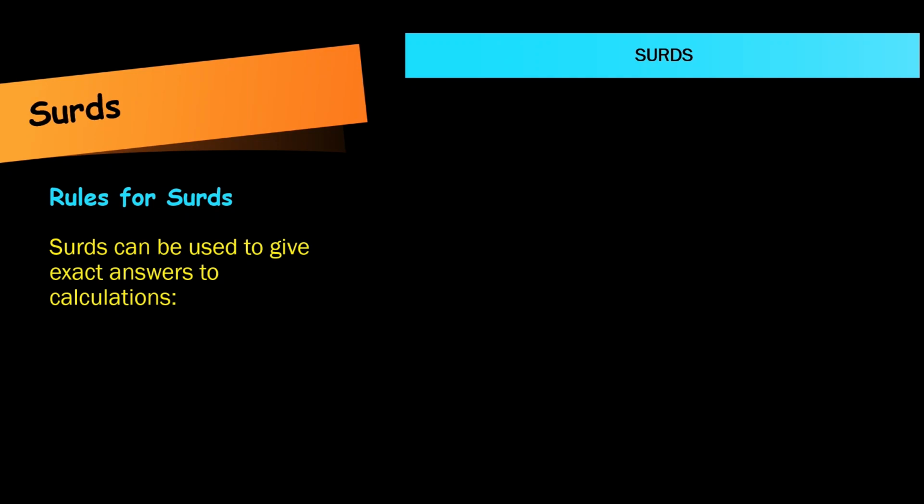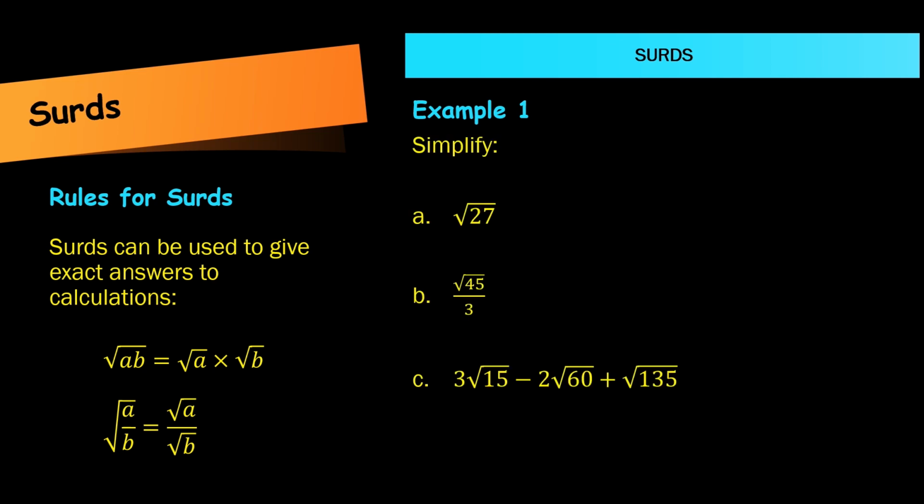We're going to have a look at some rules for surds. Root AB equals root A times root B, and root of A over B equals root A over root B. Let's see how these rules can be used in examples to simplify expressions. Take a look at this example. Pause the video and have a go. Press play when you are ready to view the solutions.